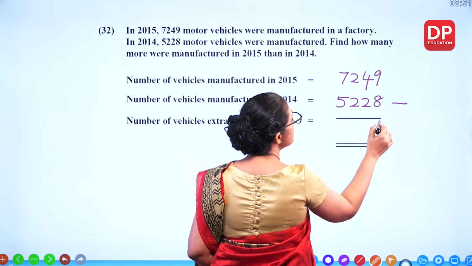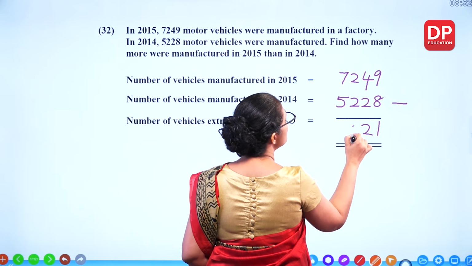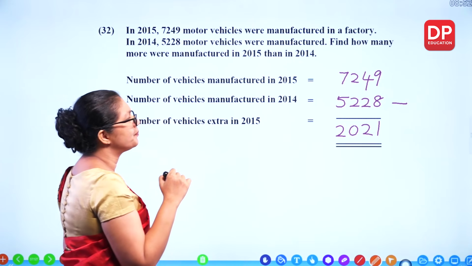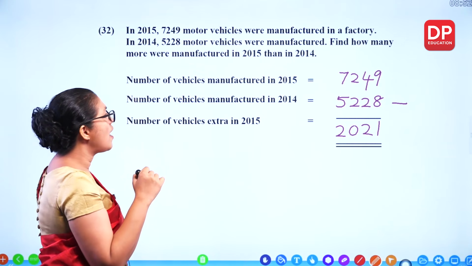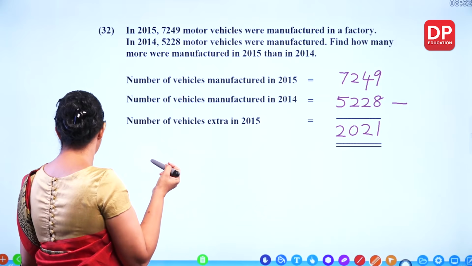9 minus 8, that's 1. 4 minus 2, 2. 2 minus 2, 0. 7 minus 5, that's 2. So 2,021 extra vehicles in 2015.